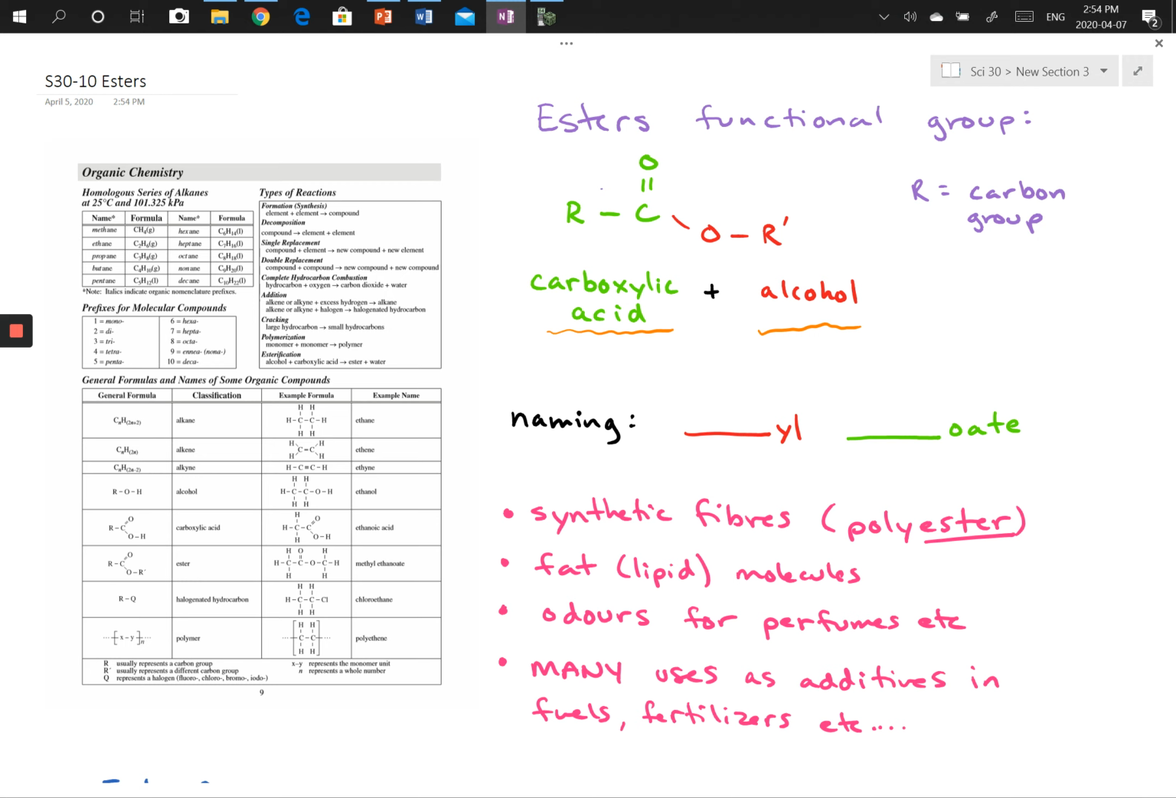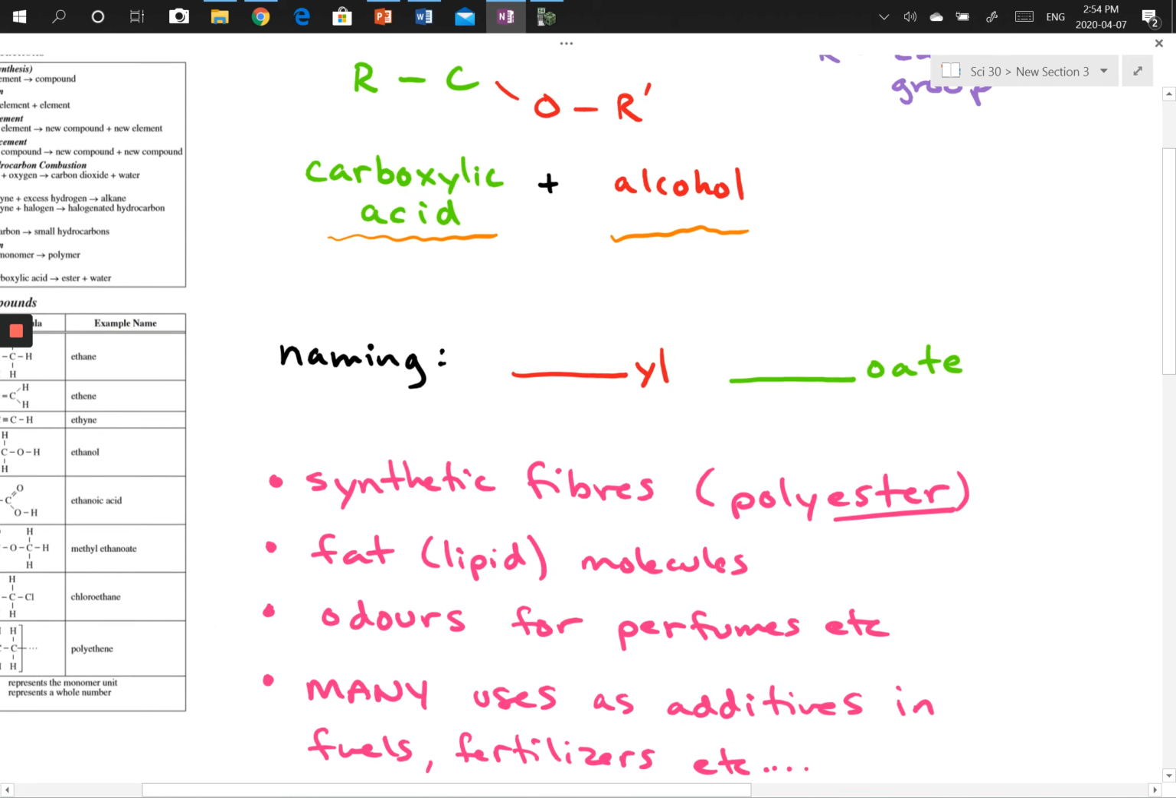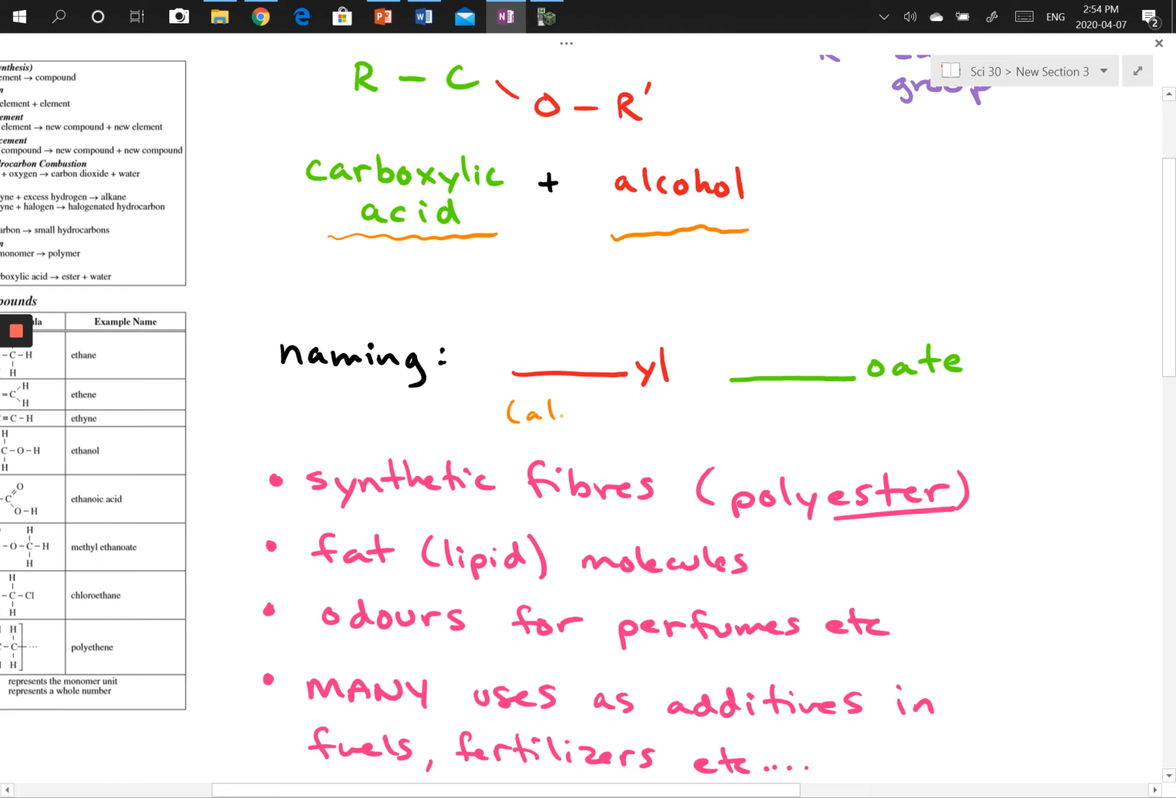Now, when we're naming these esters, we're going to use the names of the alcohol and the acid that produced the ester. So in order to name these, we're going to use the name of the alcohol first. For the name of the alcohol, we're going to change the ending to yl, so it becomes an alkyl group. Let's say my alcohol was methanol. The first part of our name would be methyl. And then let's say our carboxylic acid was methanoic acid. Instead of methanoic acid, and this actually represents the conjugate base of that carboxylic acid, we would call this methanoate. So the name of the ester that results from methanol and methanoic acid would be methyl methanoate.